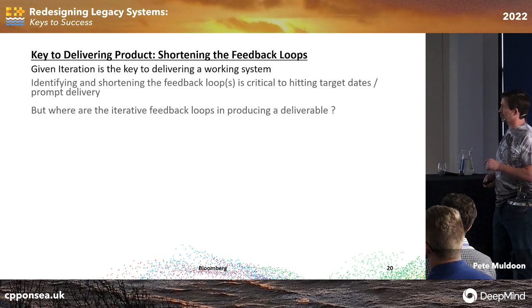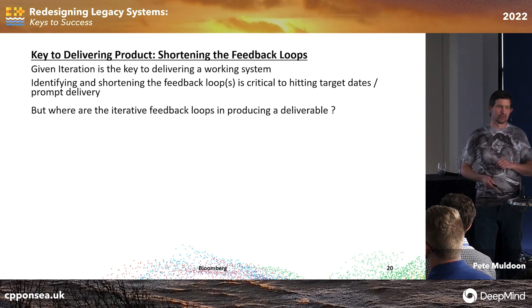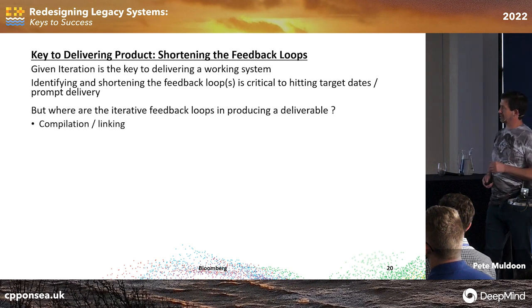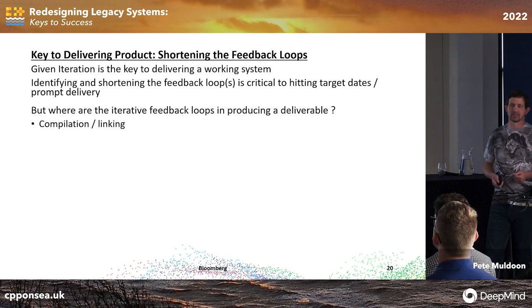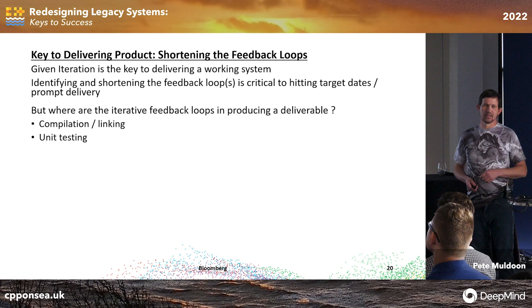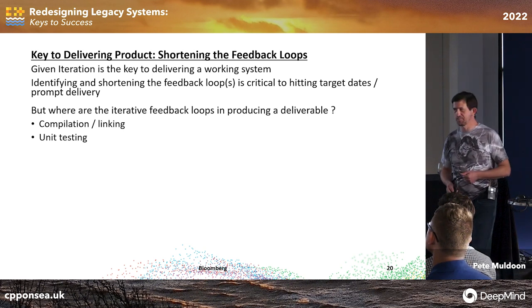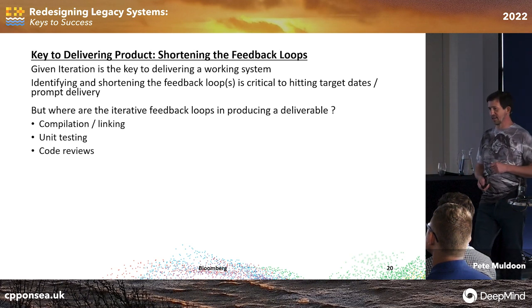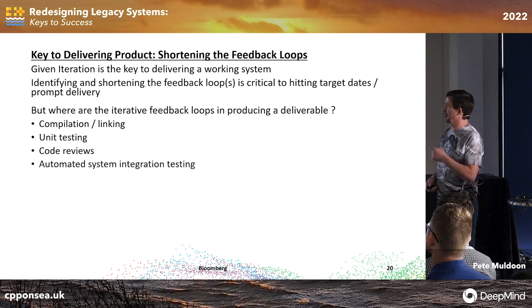So given that's a key to delivering this working system, where are the feedback loops in producing a deliverable? So I have a list of them here. It's compilation and linking. You write the code wrong, it doesn't compile. So that's one of your feedback loops. Second is you hopefully have unit testing, which says, are you getting the correct results? Then you have code reviews, which says, are you getting the correct results in a sane manner? Right? Are you doing it in a nice way?